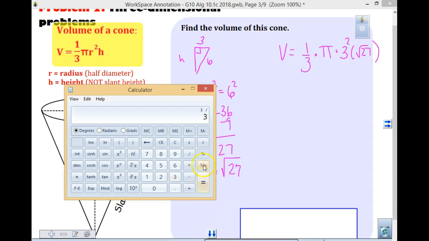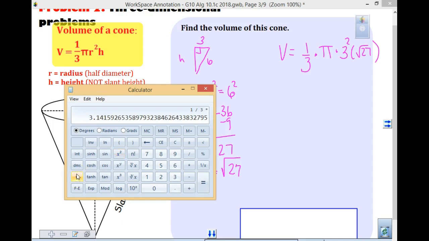1 divided by 3, then you're going to go times, and most calculators, a bit scientific, have a pi button. So find where your pi button is. You might have to hit the second key to get to the pi. It might be above something. Okay.